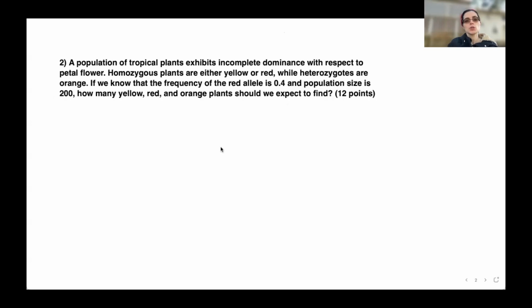A population of tropical plants exhibits incomplete dominance with respect to petal flower color. Homozygous plants are either yellow or red, while heterozygotes are orange. If we know the frequency of the red allele is 0.4 and the population size is 200, how many yellow, red, and orange plants should we expect to find? First of all, what is incomplete dominance?